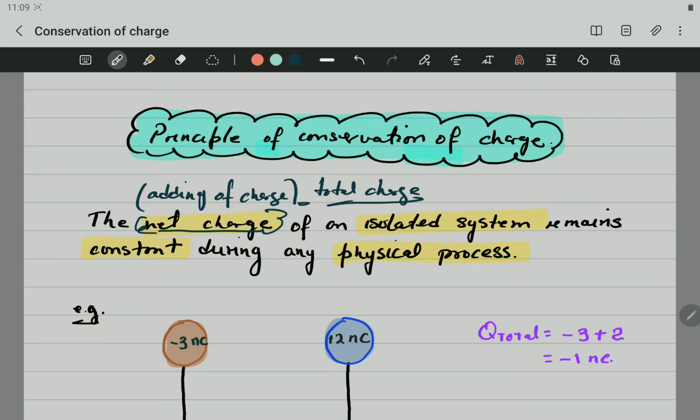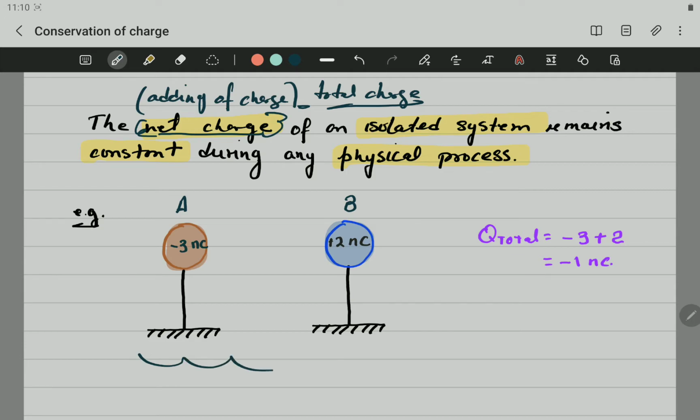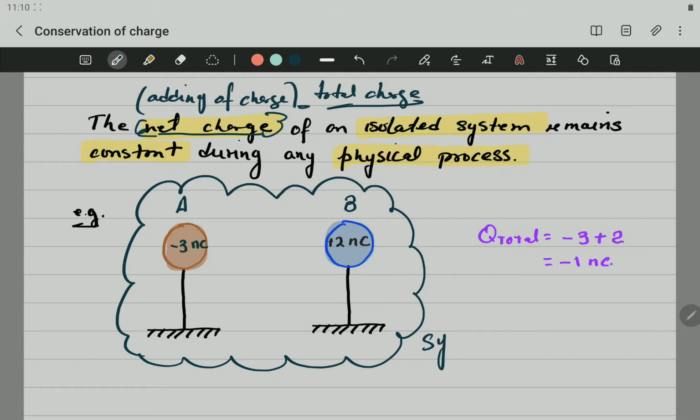Now, any physical process. Let's say we have two charged objects. This is object A, which has a charge of negative 3 nanocoulombs, and this is object B, which has a charge of positive 2 nanocoulombs. If we calculate the total charge of the whole system, the system is the two objects together. We're going to focus on only those two objects. That means isolated, so nothing else is important but objects A and B.